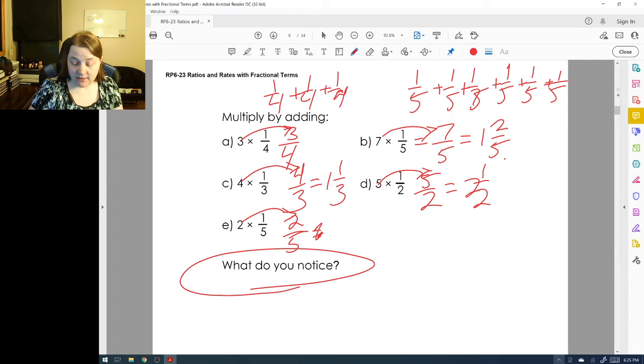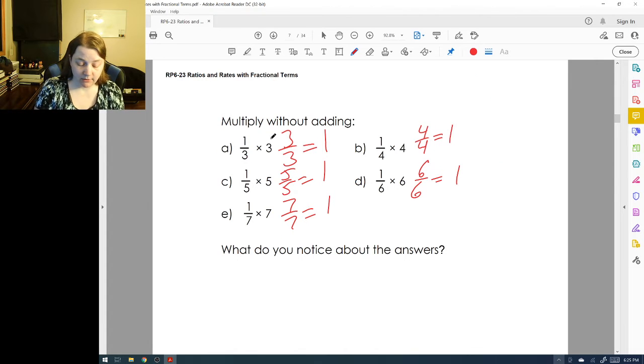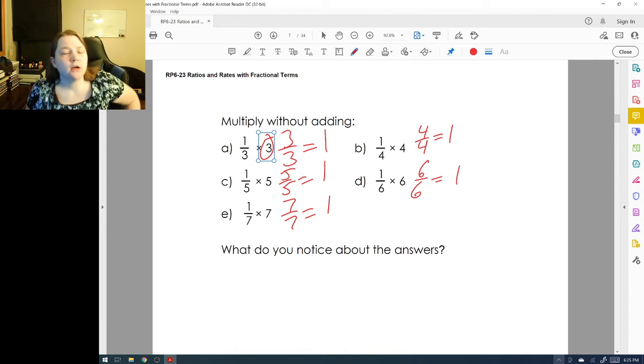Did you notice how even though we changed the order around, we had the whole number first here, and we have the whole number second here, we're still multiplying the same way? Did you notice that all of these answers equaled 1 whole? Because we took the number of parts that made a whole, and that's the number that we were multiplying by.